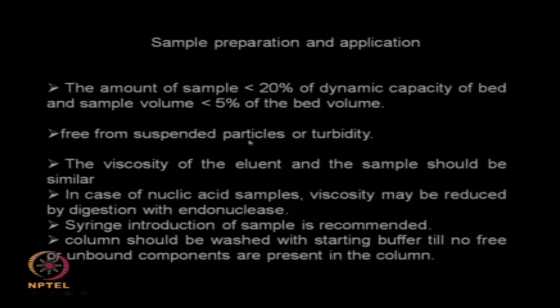The sample should be free from suspended particles or turbidity, because we do not want turbid material binding to the ions. Viscosity of the eluent and the sample should be similar. If the eluent, that is the continuous phase, and the sample are different, then you are going to have problems with the flow. In case of nucleic acid samples, viscosity may be reduced by digestion with the endonuclease. Syringe introduction of sample is always recommended.